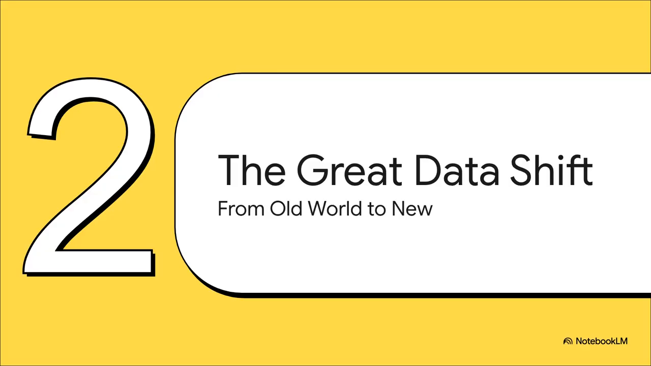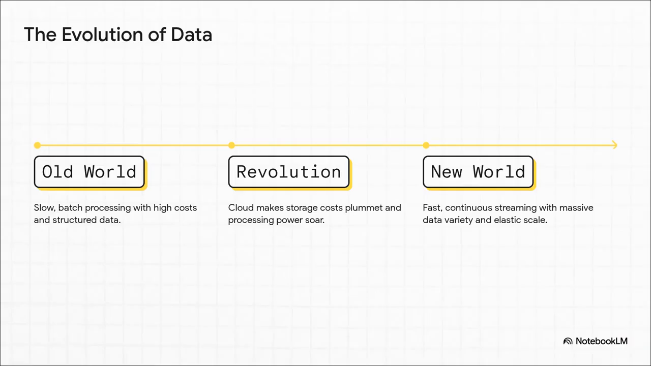But it wasn't always this complicated. This level of complexity is actually a pretty new thing. To really get it, we need to look at this massive technological shift that basically changed everything, moving us from the old world of data into the new cloud era. You can kind of see it in three acts. You had the old world, where everything was on-premise. It was slow, crazy expensive, and could only handle neat, structured data in these big, clunky batches.